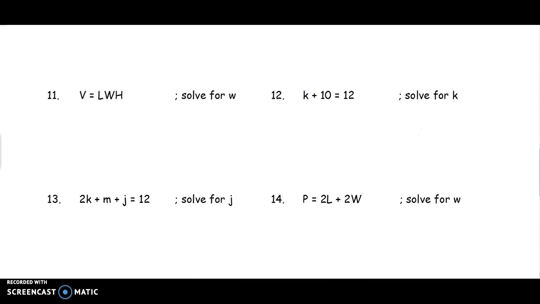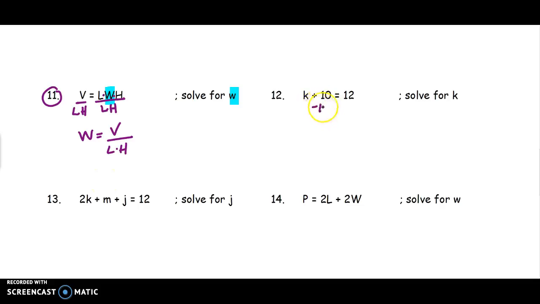In problem number 11, we need to solve for w. In order to do that, we have length times width times height. We have to divide by something to get w alone. We would say LH. We can move more than one variable at one time. LH. So our width is going to equal the volume divided by the length times the height.